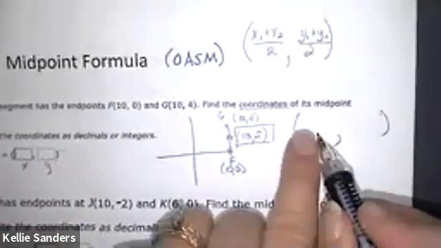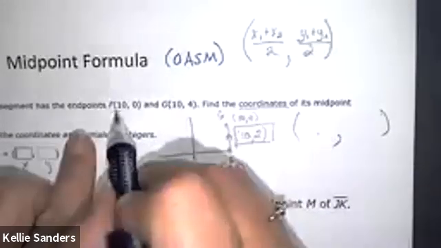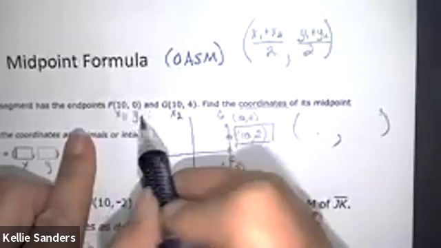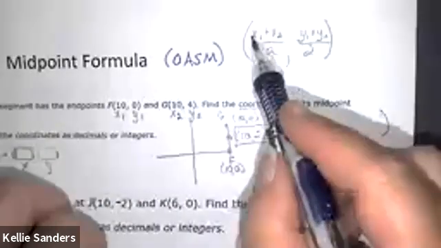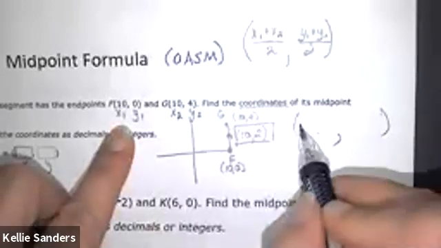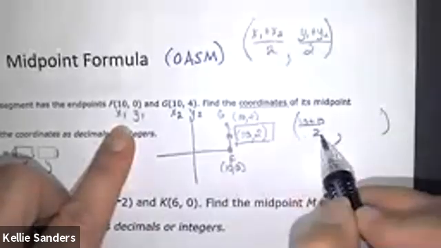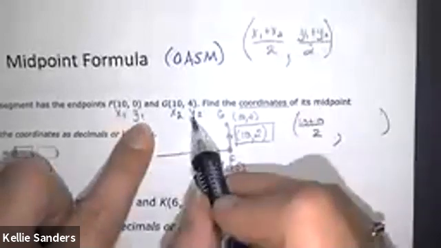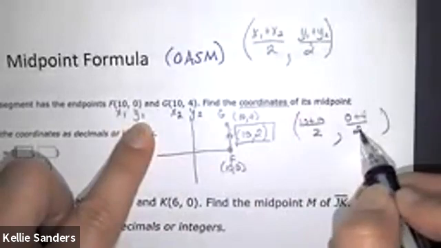So this is where our x's are going to be worked, and this is where our y's are going to be worked. Here is your first x. Here is your second x. Here is your first y. Here is your second y. So x1 plus x2. x1 plus x2. 10 plus 10 divided by 2. y1 plus y2. y1 plus y2. 0 plus 4 divided by 2.